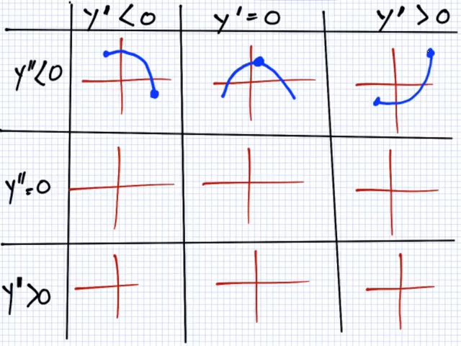Okay, let's go on to the next one. Second derivative is positive, so that's convex. First derivative is negative, so that's increasing or decreasing? Decreasing. Decreasing convex looks like this. This one is a turning point, that's convex, so that's like this. And this one is an increasing convex, so that would be like this.